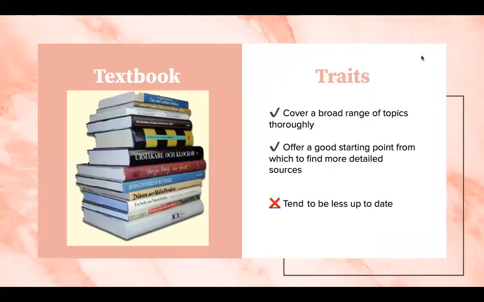So first of all, textbooks. As for their traits, they cover a broad range of topics thoroughly. They offer good starting points from which to find more detailed sources, but however, they tend to be less up to date since they are physical copies. It's kind of hard to have an up-to-date version.